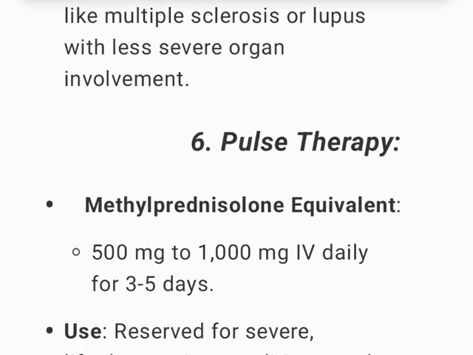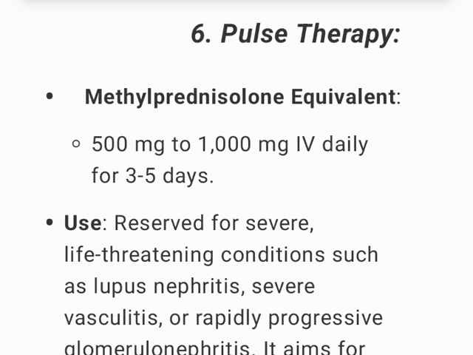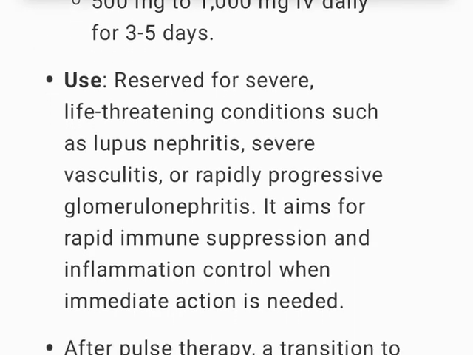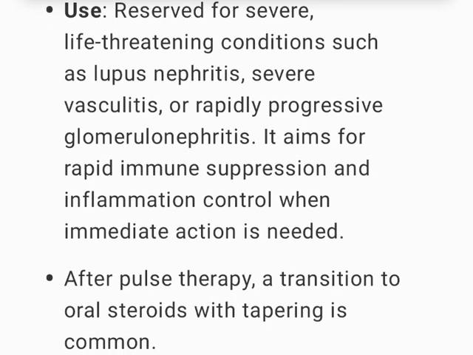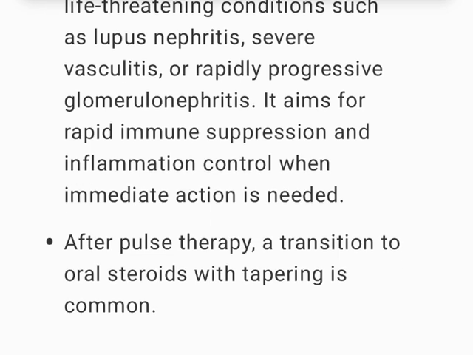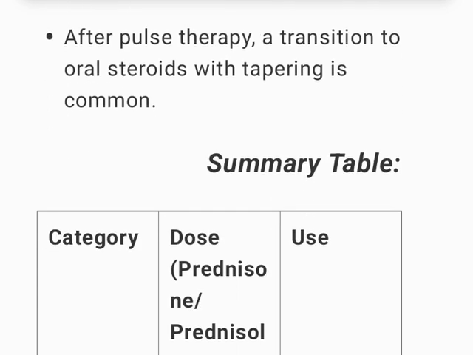6. Pulse therapy. Methylprednisolone equivalent, 500 milligrams to 1,000 milligrams IV daily for 3 to 5 days. Use. Reserved for severe, life-threatening conditions such as lupus nephritis, severe vasculitis, or rapidly progressive glomerulonephritis. It aims for rapid immune suppression and inflammation control when immediate action is needed. After pulse therapy, a transition to oral steroids with tapering is common.